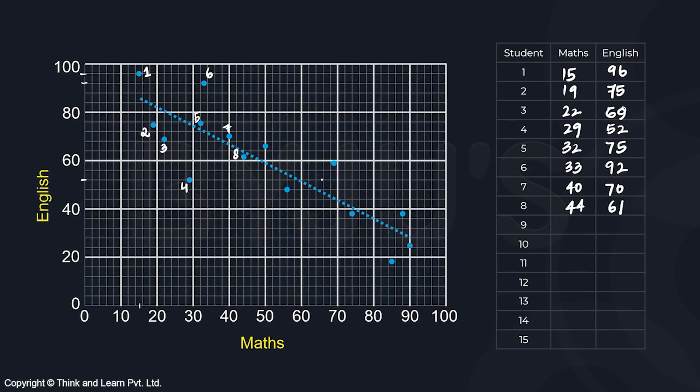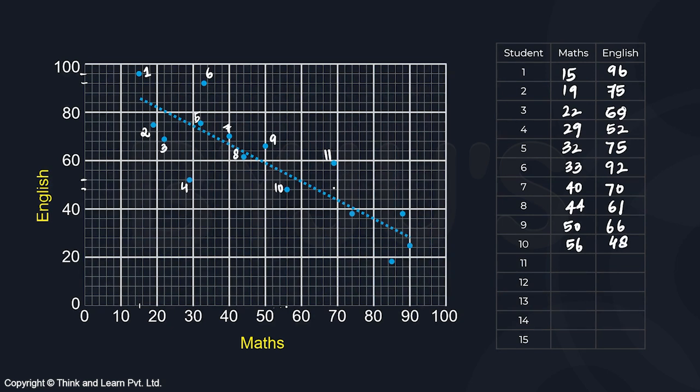Next, the ninth student, let's say, gets 50 in maths, and exactly in between 64 and 68, so this is going to be 66. If you look at the 10th student, he gets 52, 54, 56 in maths, and 42, 44, 48, so 48 in English.